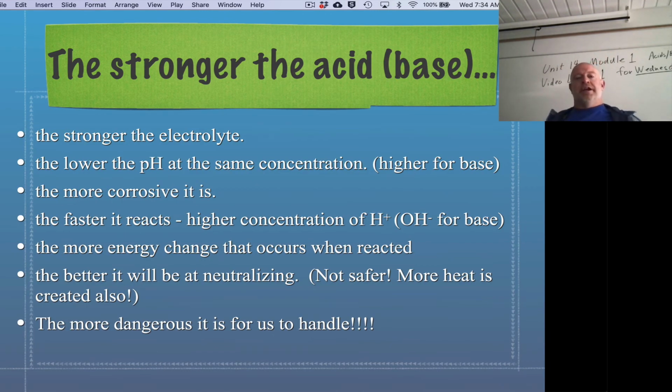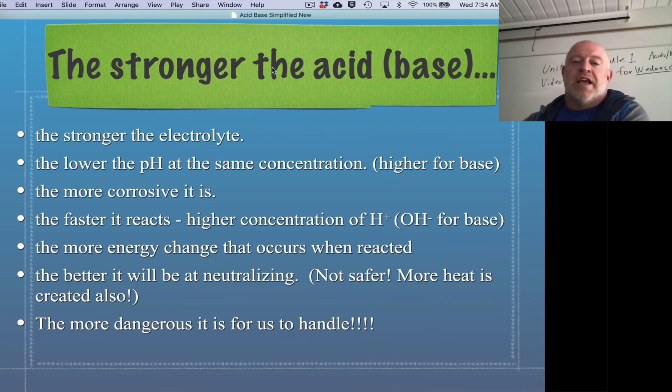Now, why do we care? Okay, so all this stuff about strength of acids, what does that do for us in terms of the chemistry? Well, there's some conceptual things that we can take a look at because we're not diving deep into the math here. First is, the stronger the acid, the stronger the electrolyte, okay? So you're going to get more electrolytic behavior out of that, okay? The stronger the acid, the lower the pH at the same concentration, or the higher for a base, okay?